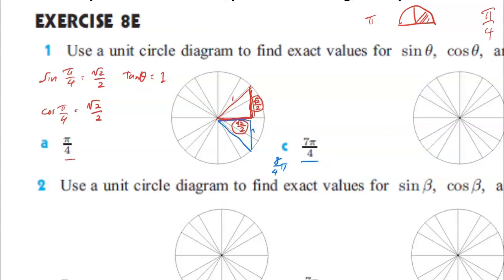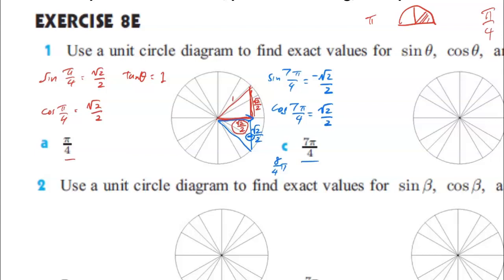And of course, this right triangle also has sides that are square root of 2 over 2 long. But since the y-coordinate is negative, this would be a negative square root of 2 over 2. Okay? So the sine of 7/4 pi would be the y-coordinate of the blue triangle, so it'd be negative square root of 2 over 2. And the cosine of 7 pi over 4 would be the x-coordinate, which would be square root of 2 over 2, same as the red triangle.